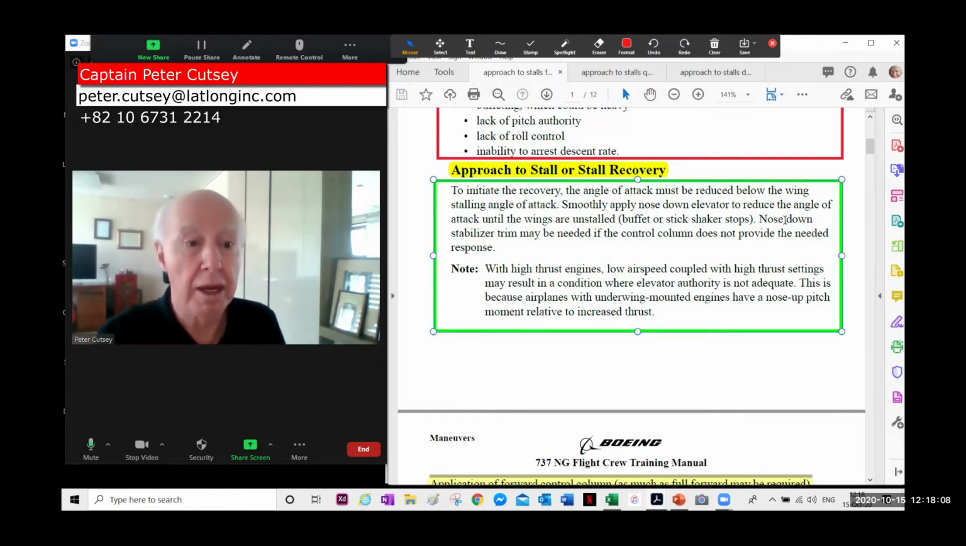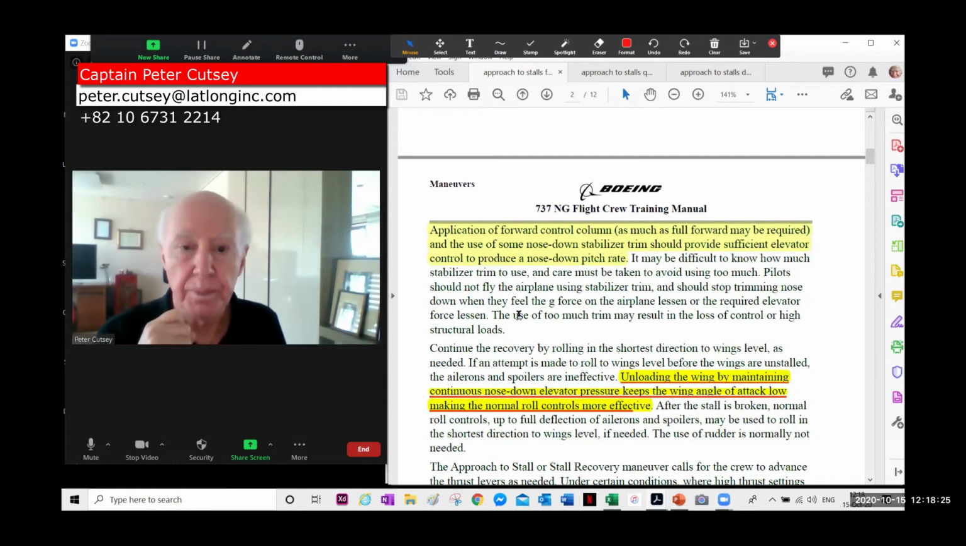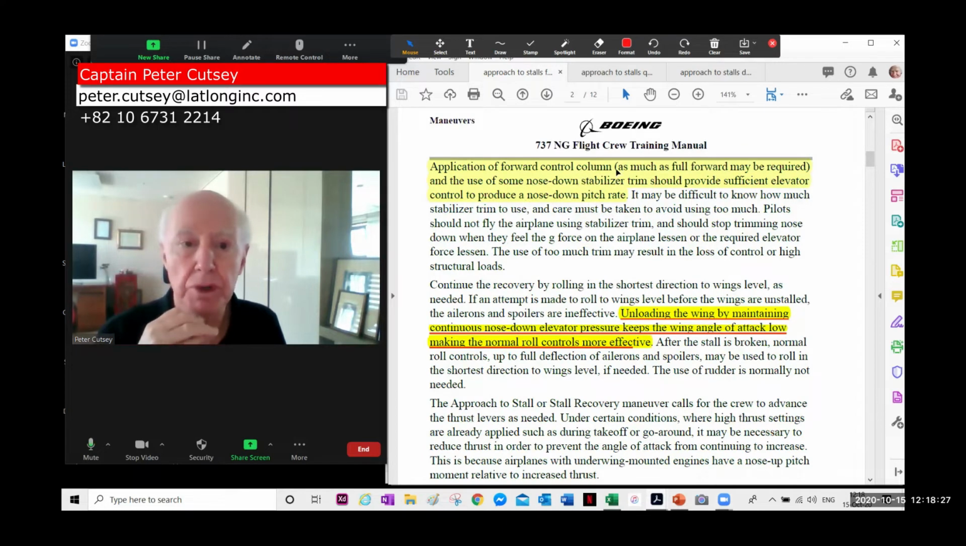Now, there's a comment here: nose down stabilizer trim may be needed if the control column does not provide the actual response. Because the controls are so sloppy, you may need the assistance of the horizontal stab. Application of forward control column, as much as full forward, may be required. And the use of some nose down stabilizer trim should provide sufficient elevator control to produce a nose down pitch rate.